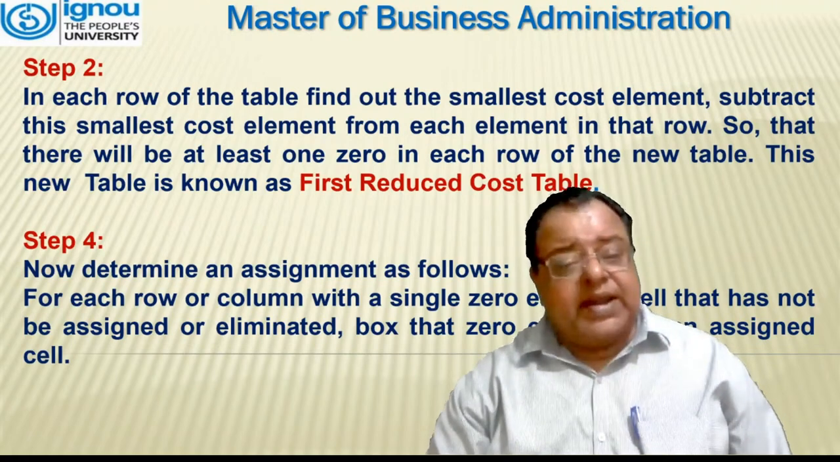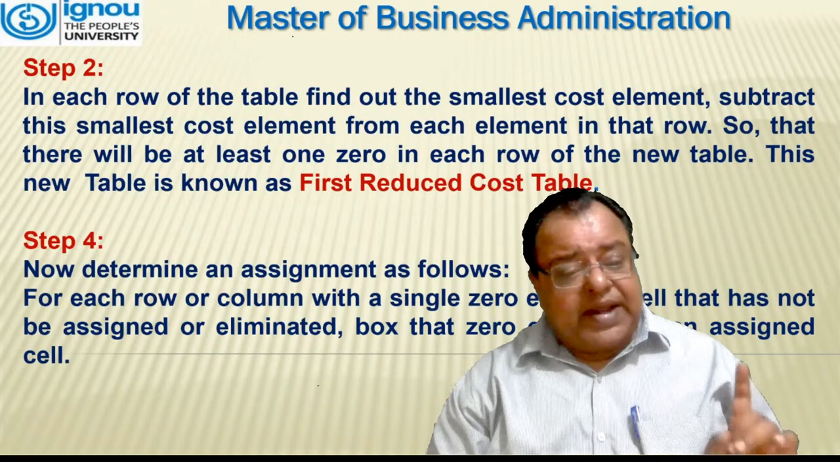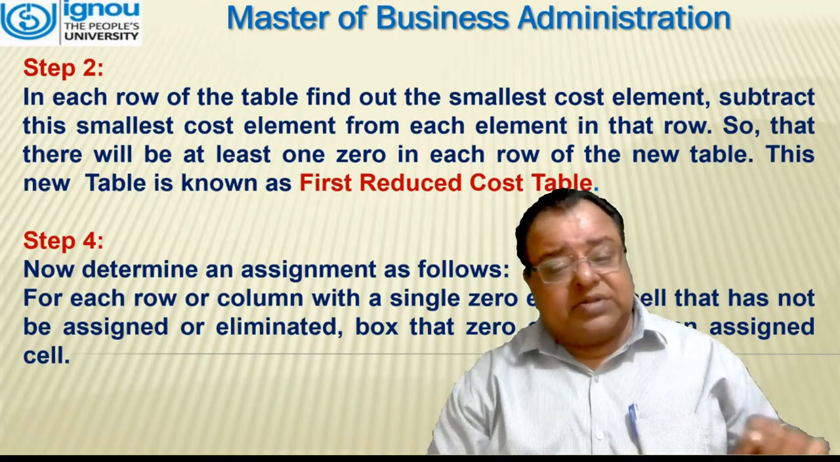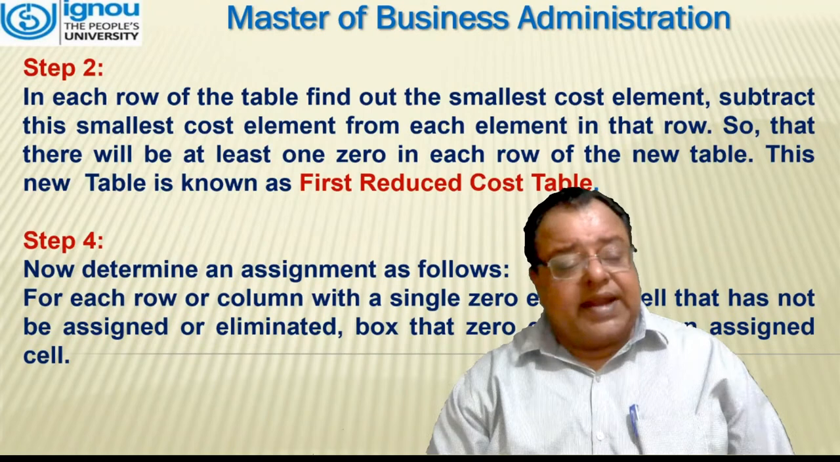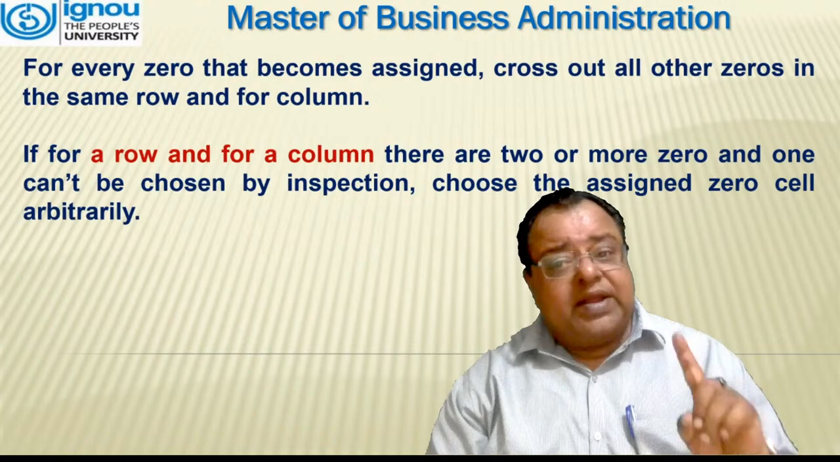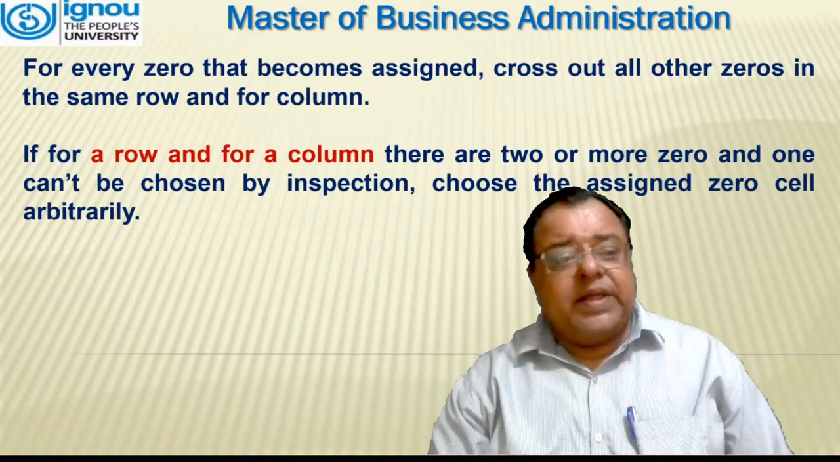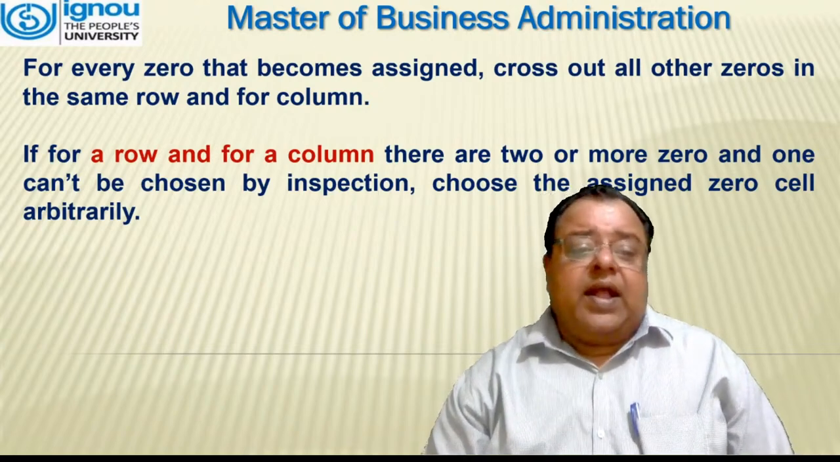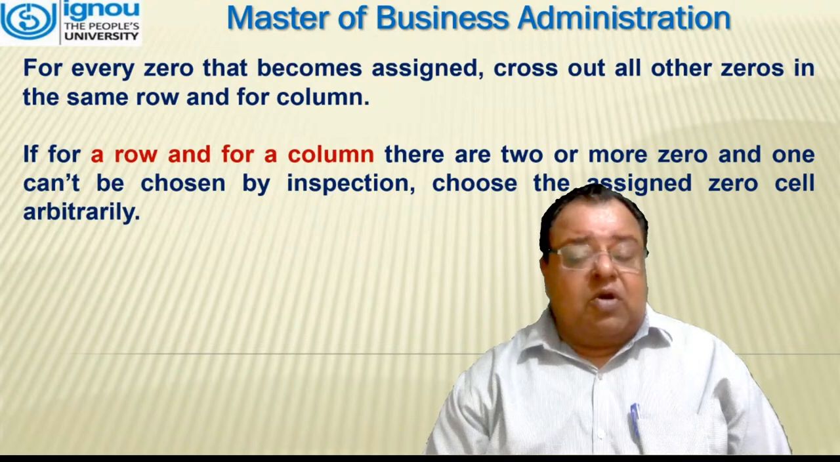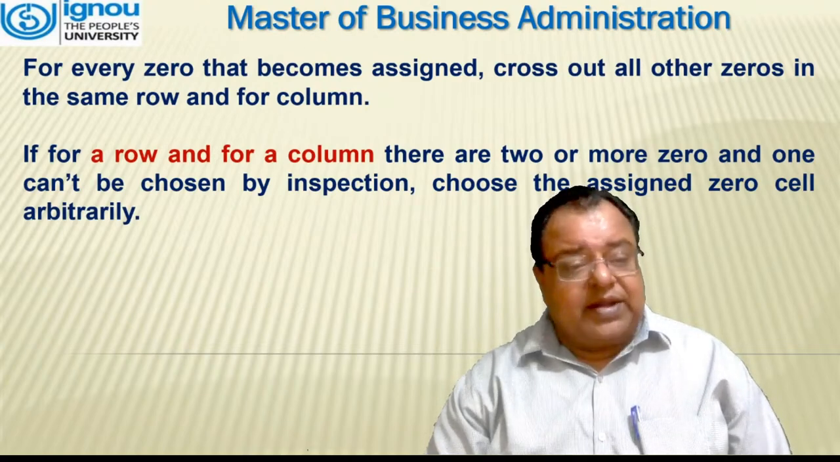The next step is to determine an assignment as follows. For each row or column with a single zero element cell that has not been assigned or eliminated, box that zero element as an assigned cell. For every zero that becomes assigned, cross out other zeros in the same row and column. And if in a row or a column there are two or more zeros and one can't be chosen by inspection, choose the assigned zero cell arbitrarily.